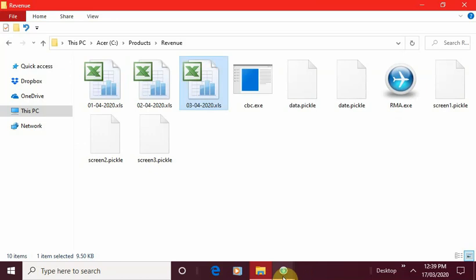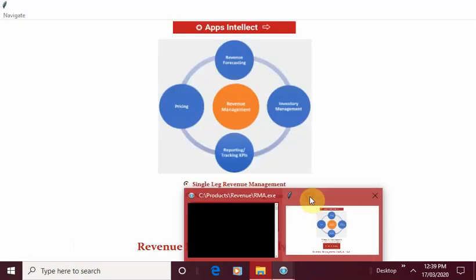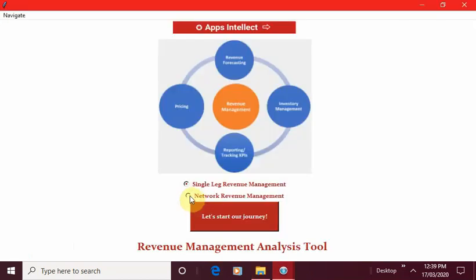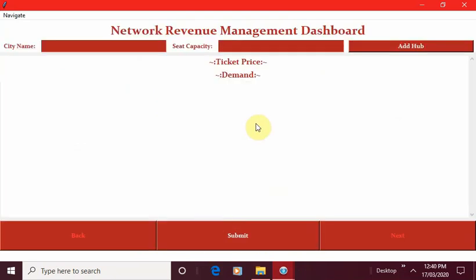Now let's move to the second application, that is network revenue management. Let's click here. Let's start. This is the network revenue management application, which is based on the hub and spoke model. Let's assume there is an airline which flies 3 flights over to 3 cities from the hub. Let's assume that particular hub is Houston.